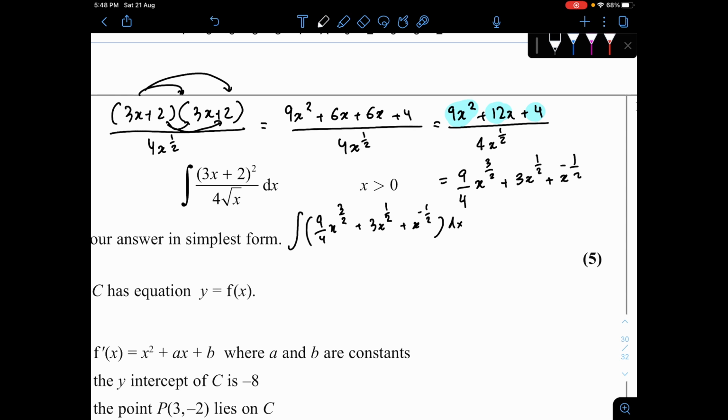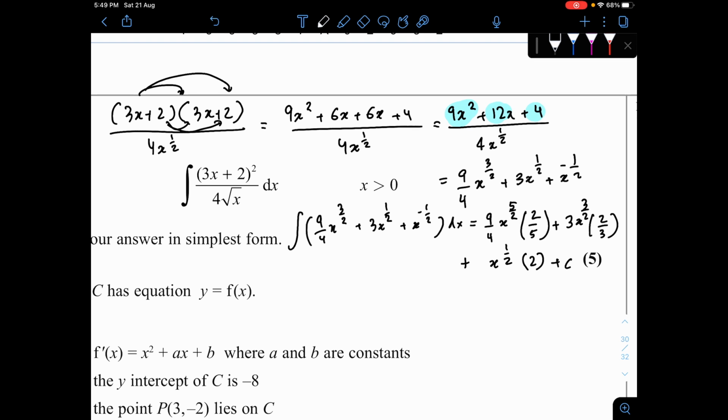So what's that equal to? Whenever we have this sort of integration, we add 1 to the power and divide by the power. So that's 9 over 4, x to the power of 3 over 2 plus 1, which is 5 over 2. Dividing by 5 over 2 is the same as timesing by 2 over 5. Plus 3 times x to the power of a half plus 1, that's 3 over 2, and dividing by 3 over 2 is the same as timesing by 2 over 3. Plus x to the power of minus half plus 1, that's a half, and dividing by a half is the same as timesing by 2, plus c.